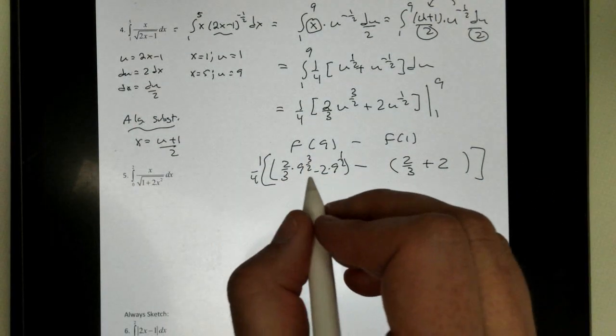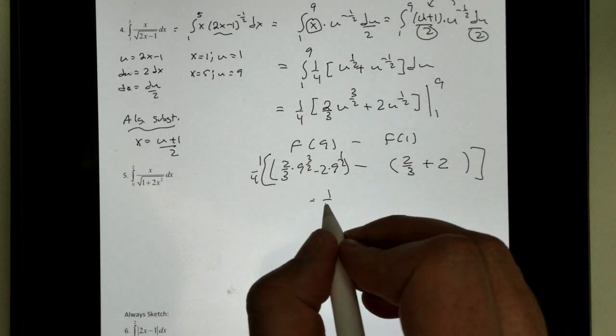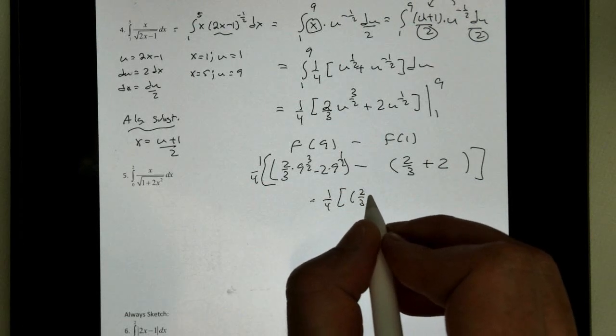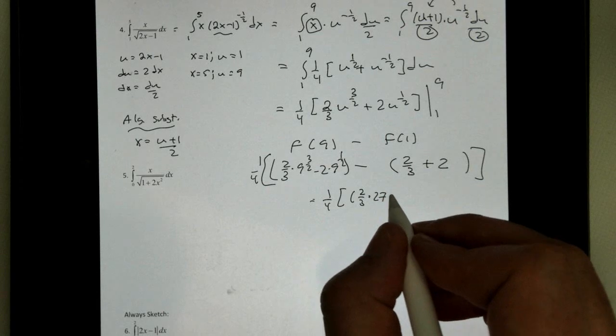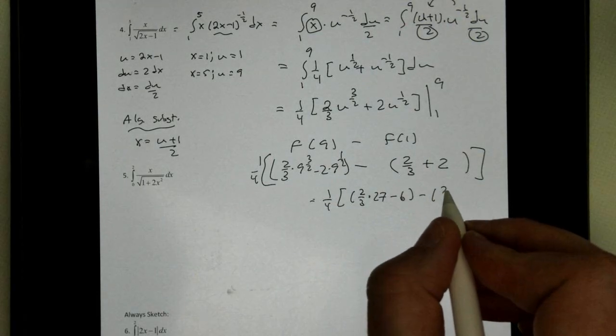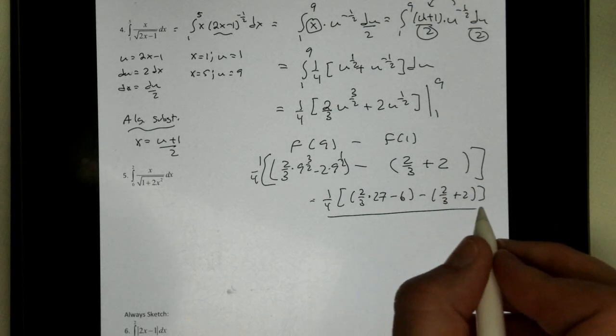And we should clean this up a little bit. We really don't like 9 to the 3/2. So if we did this, we would get 1/4. This becomes 2/3 times 27 minus 2 times 3, which is 6, minus, in parentheses, 2/3 plus 2. And there's a final answer.